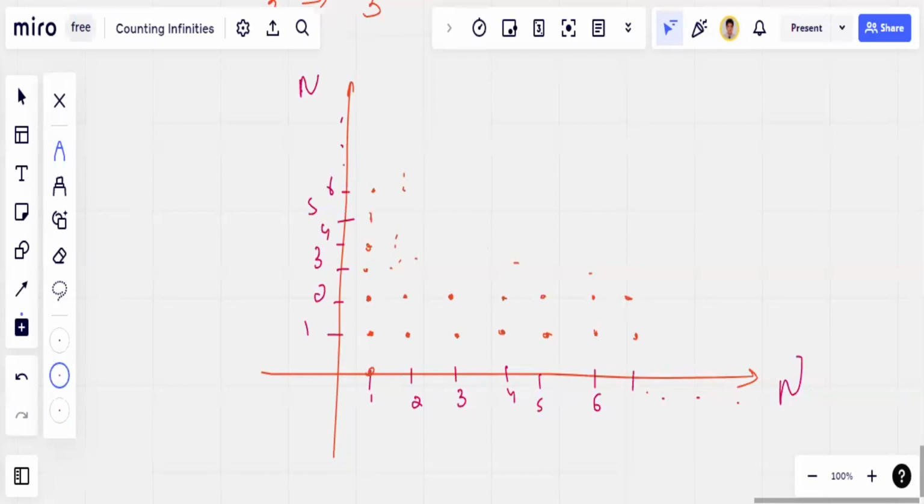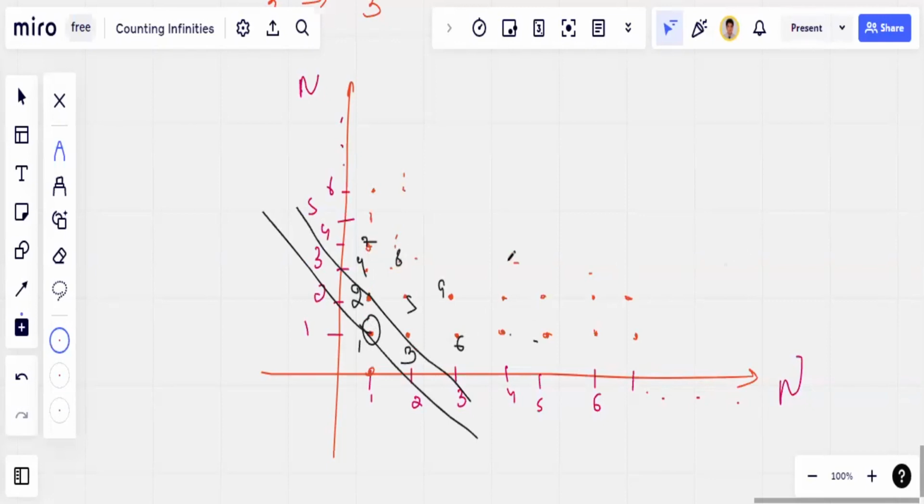You can take each diagonal starting from 1, comma 1. So you can basically consider this diagonal first. So you count this. Then you consider this diagonal. So you count these two. And you say you start from left to right. So this maps to 1, this maps to 2, 3, 4, 5, 6, 7, 8, 9. So on. You can do this.